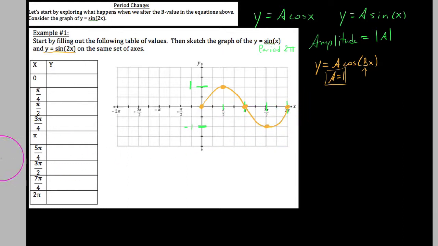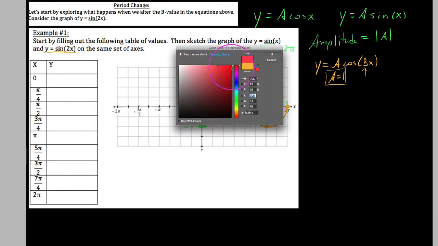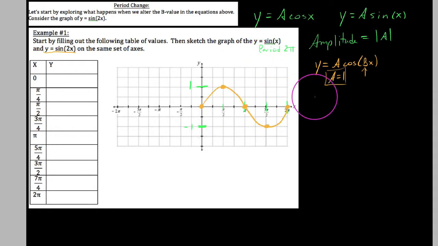Not bad, not bad. And actually I'm going to switch out colors now so that we don't get confused. What I'd like to do though is now explore the graph of y equals sine of 2x. So what we're going to do is go ahead and plug in some x values. We'll go by pi fourths increments. You can see I have pi fourths increments on my graph here. But we'll start with 0.